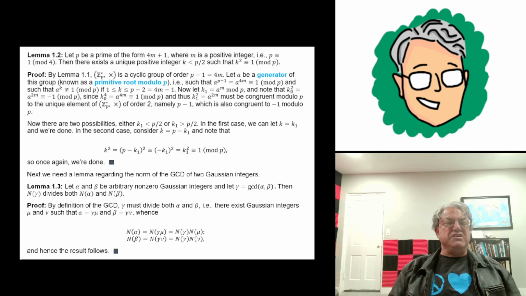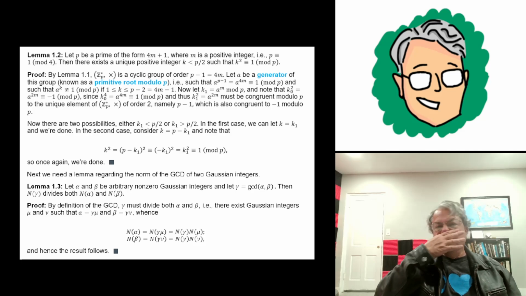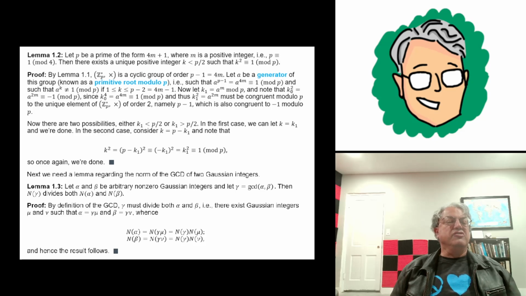But now consider p minus k1, and let's look at p minus k1 quantity squared. Modulo p, that's just negative k1 quantity squared, which is the same as k1 squared, which we already showed was congruent to minus 1 modulo p. So we're done. And p minus k1 has to be less than p over 2 if k1 is greater than p over 2. In the first case, we can let k be k1. In the second case, we can let k be p minus k1. So we just proved what we wanted.